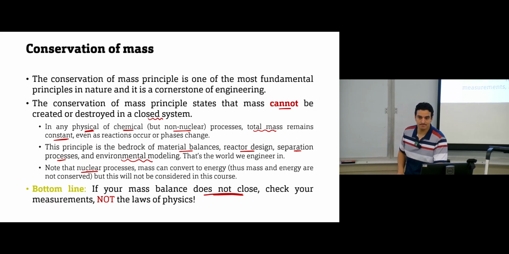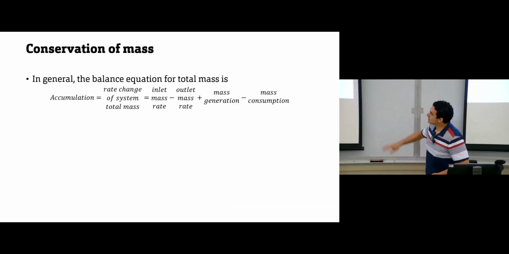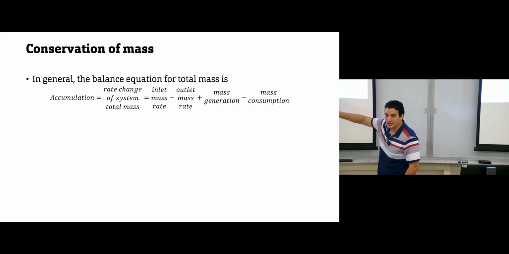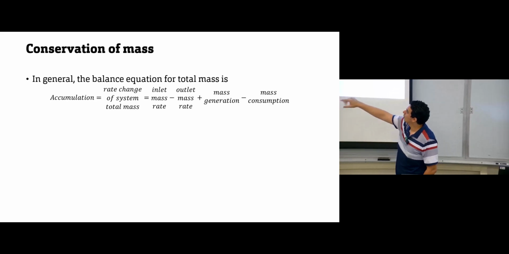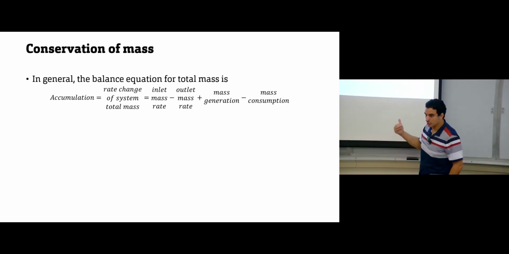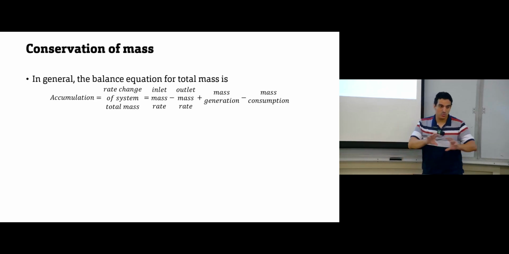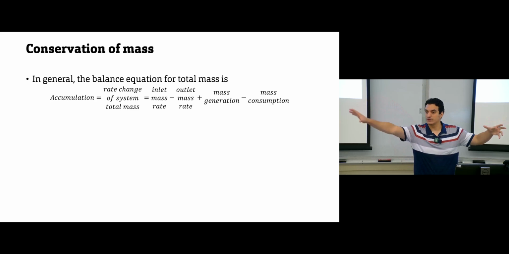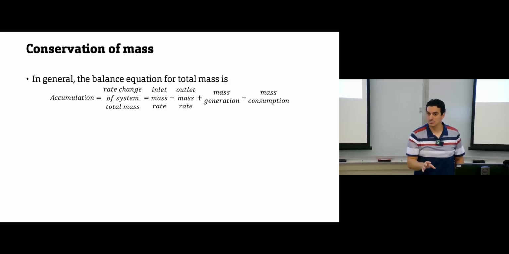So far is clear? Okay, now let's move to the equation side. This is the general balance equation we have. The accumulation, anything accumulated inside the system, which is the rate of change of the total mass of the system, because here we are talking about mass. This is the result of whatever comes in as inlet minus whatever goes out of the system, so inlet minus outlet, plus any mass generated inside the system or minus any mass consumed inside the system.